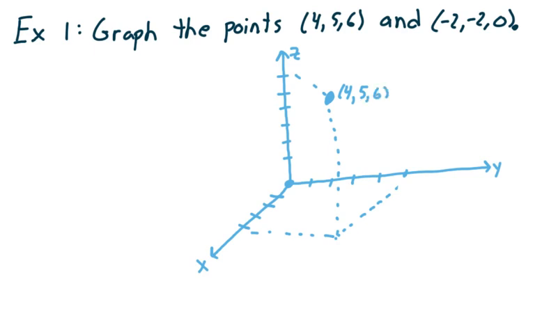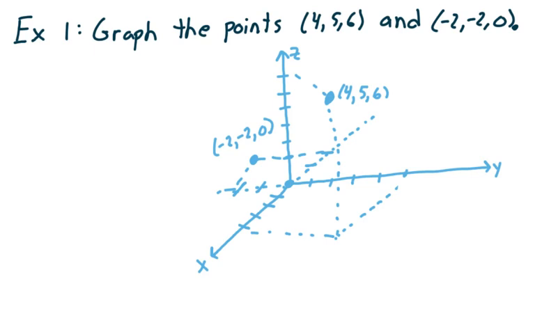Now, suppose I want to plot -2, -2, 0. So I'm going to draw this dotted line here, and I'm going to go back 2 units along the x, right? And then I'm going to go 2 units to the left along the y. And I'm not traveling anywhere along the z, so I just stay put. And so this point here is going to represent -2, -2, 0.